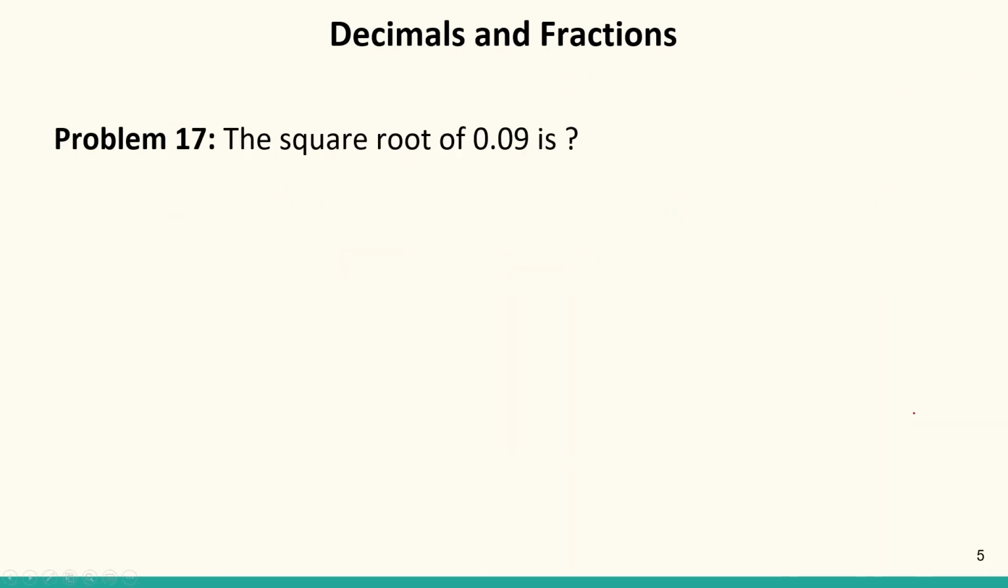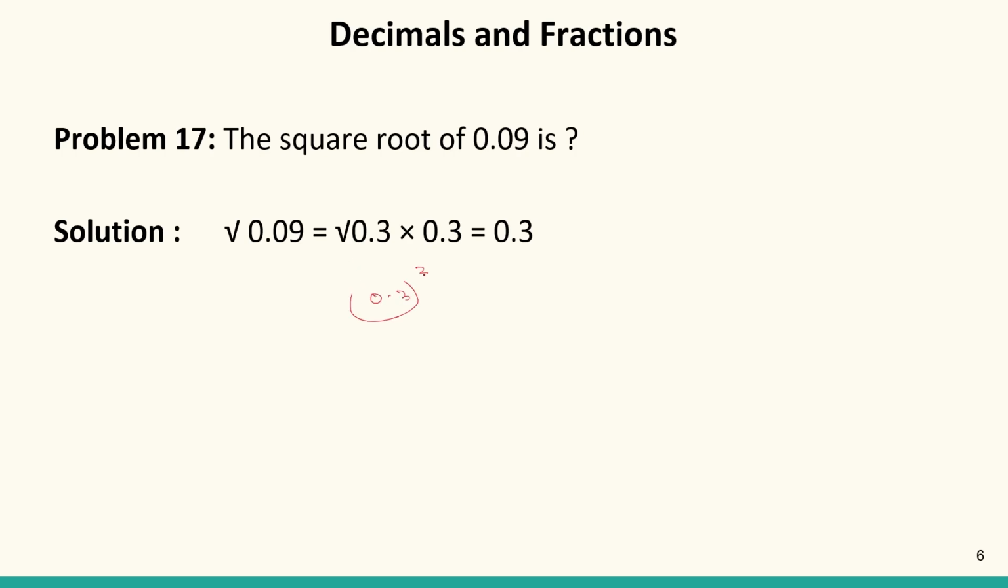The final answer is 0.8. So the square root of 0.09: since 0.3 whole square is equal to 0.09, that is why the square root of 0.09 is equal to 0.3, positive square root.